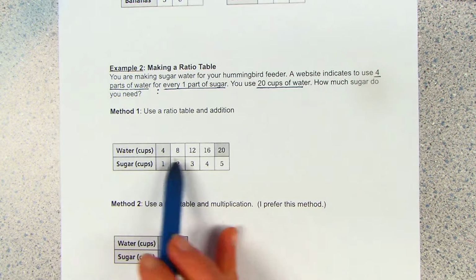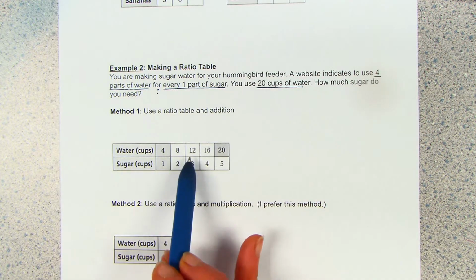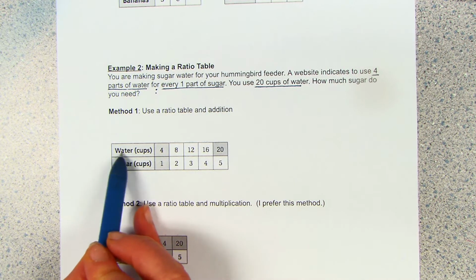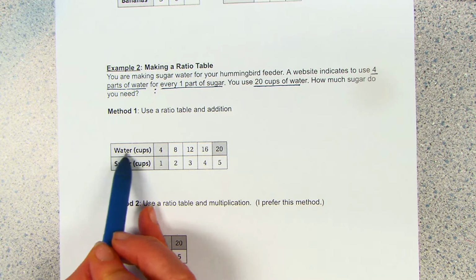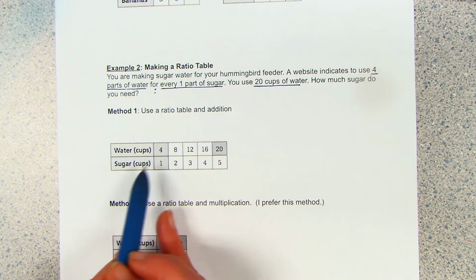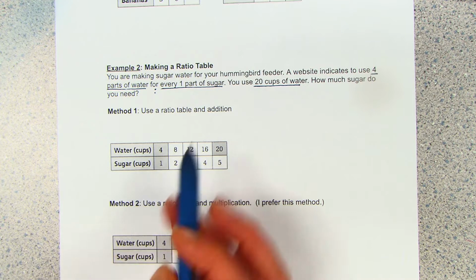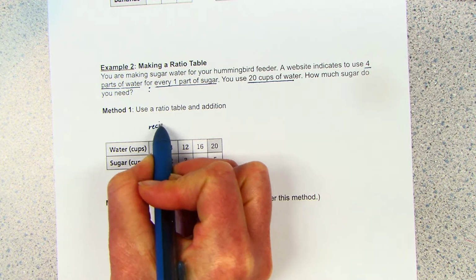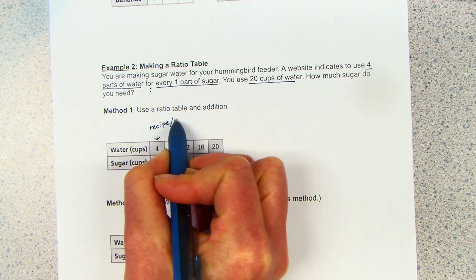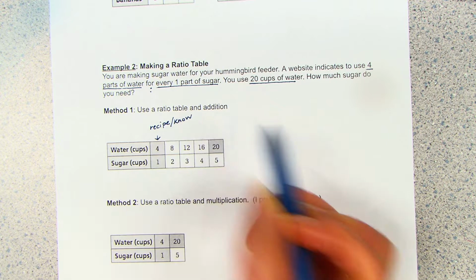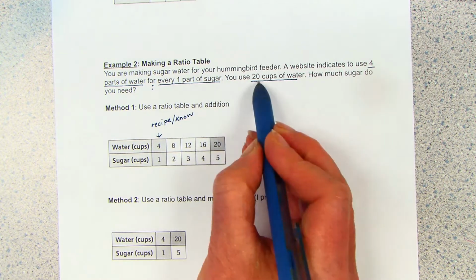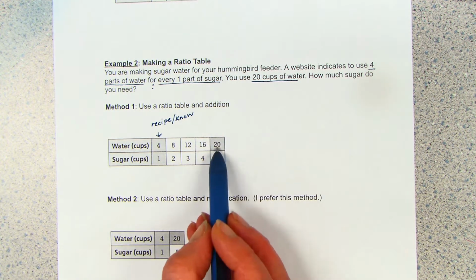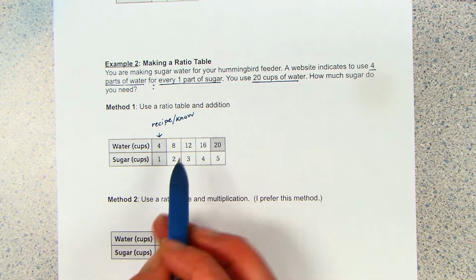So we could make a ratio table where we find every step. We use repeated addition. You start out by writing down the things that you know. I know the amount of water in my original recipe, and I know the amount of sugar in my original recipe. Maybe we should label that. That's the recipe. That's what you know. And then here's the thing that we're trying to get to. We want to get to 20 cups of water. So you make a table to get you to 20, and then you just add up.